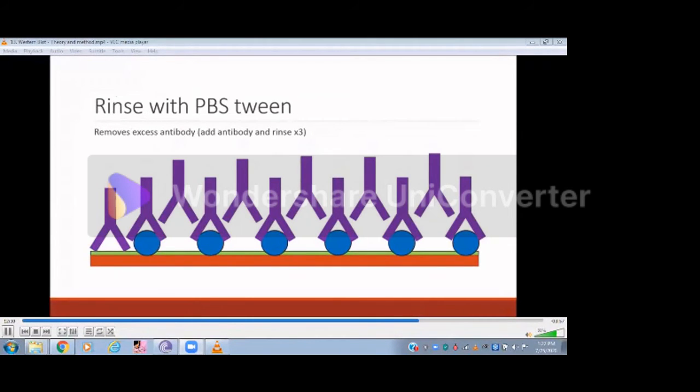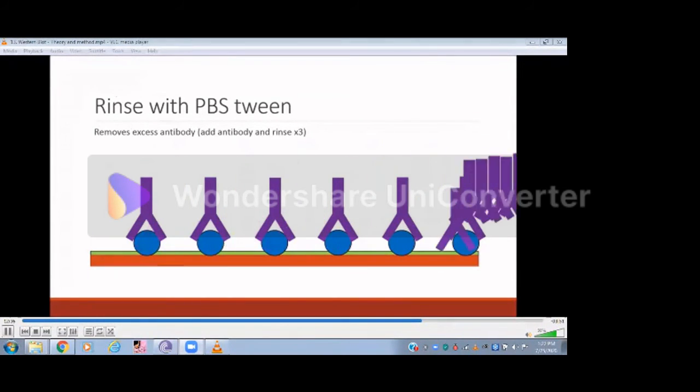So after leaving these to settle for a while, we then need to remove any excess antibodies using PBS-Tween. So we use PBS-Tween and we wash, removing any of the excess. We need to do the process of adding antibodies and rinsing a total of 3 times. So you add antibody, rinse, add antibody, rinse, add antibody, rinse. We're doing all of these steps in triplicate to ensure that all of the antibodies are successfully bound to our protein of interest.